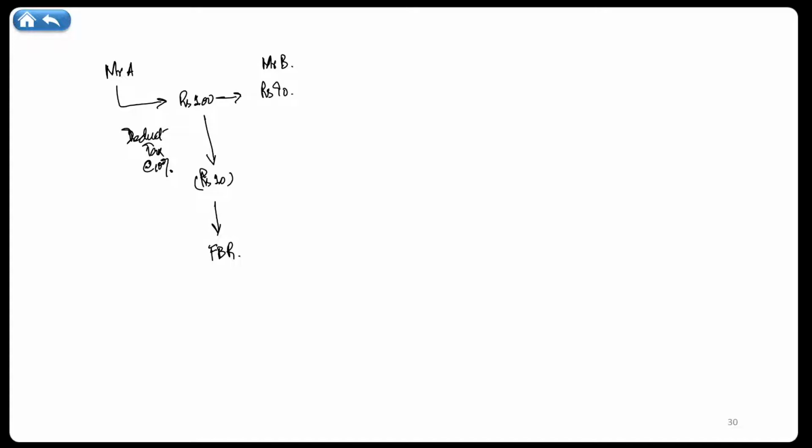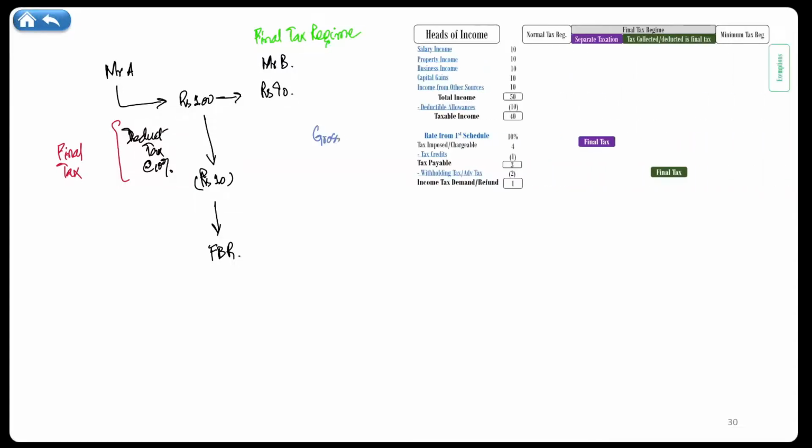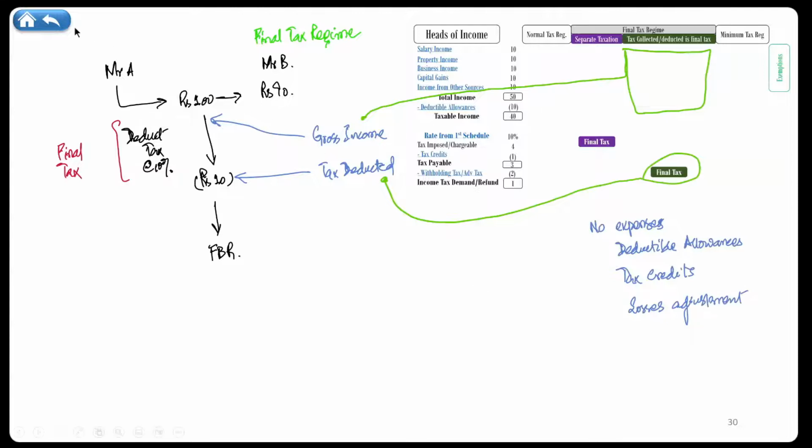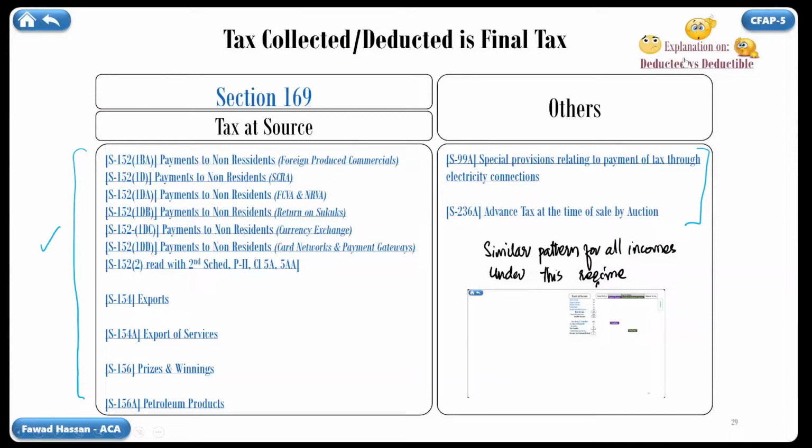If the tax deducted by Mr. A is final tax, then the income of Mr. B will fall under the final tax regime. The taxation of this amount will be complete in 2 figures. The first figure is gross income, that is, Rs 100, and the second figure is Rs 10, which is final tax. There will be no expenses, deductible allowances, tax credits or adjustment of losses. Isn't it simple? Awesome!